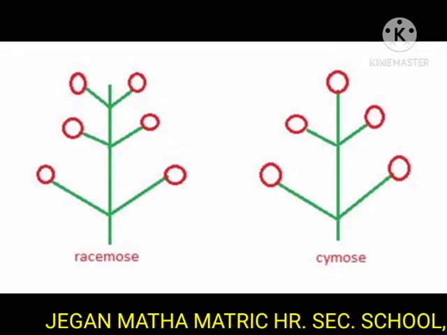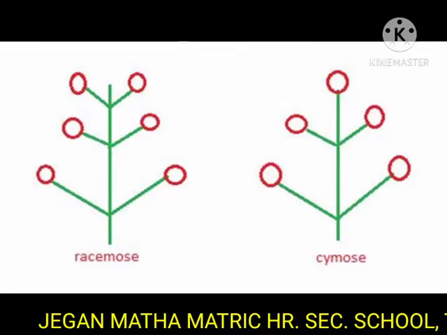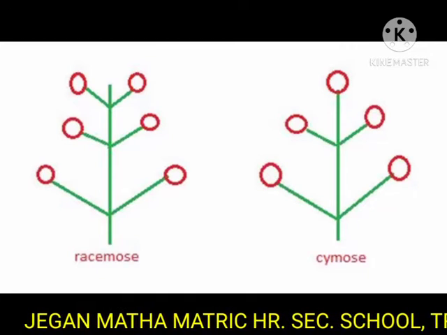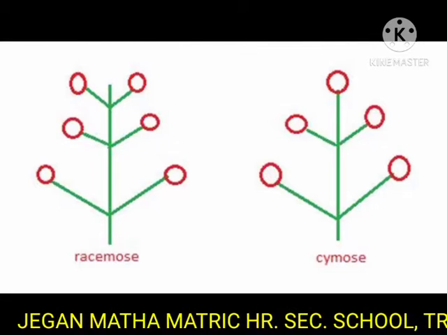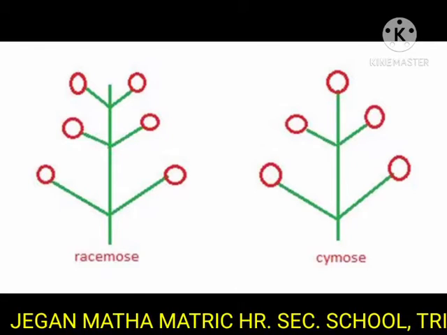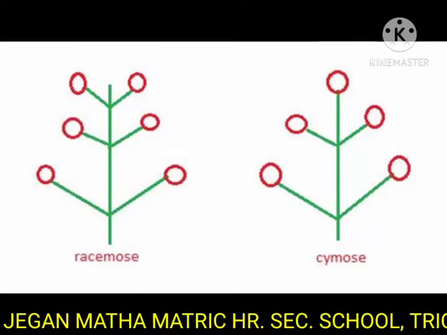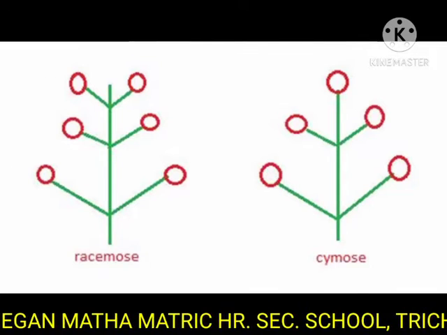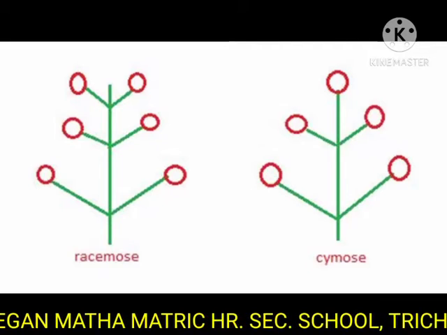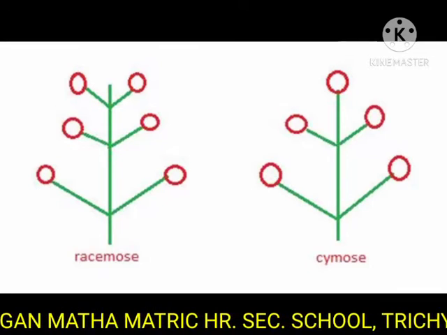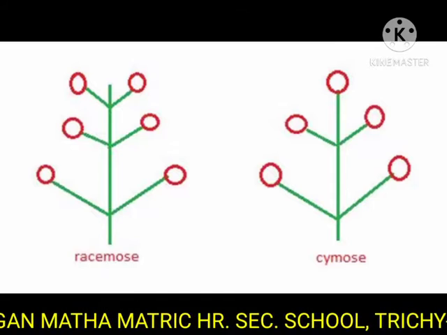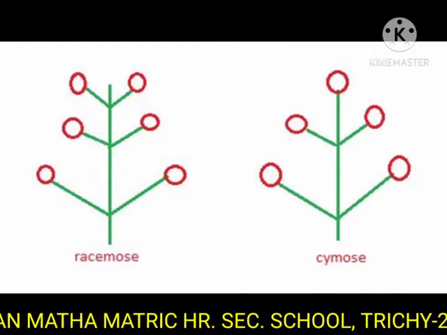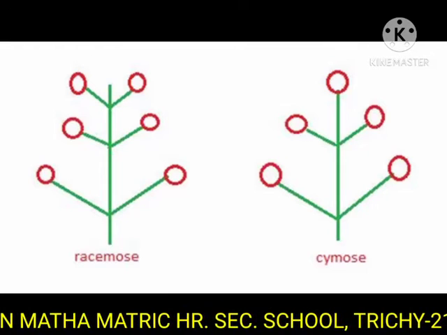Based on branching pattern and other characters, inflorescence may also be classified based on branching, number, and arrangement of flowers and some specialized structure. First, indeterminate. Second, determinate. Third, mixed inflorescence. And the fourth one is special inflorescence. So first we are going to see about the indeterminate.